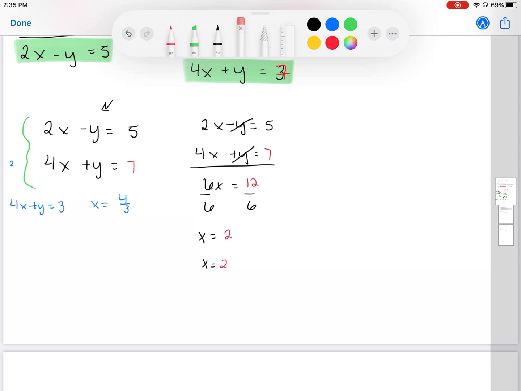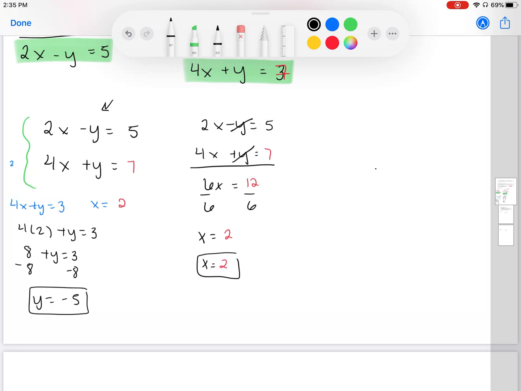Let's go ahead and plug in x is equal to 2, so that I have 4 times 2 plus y equals 3. 8 plus y equals 3. We subtract 8, and y is equal to negative 5.